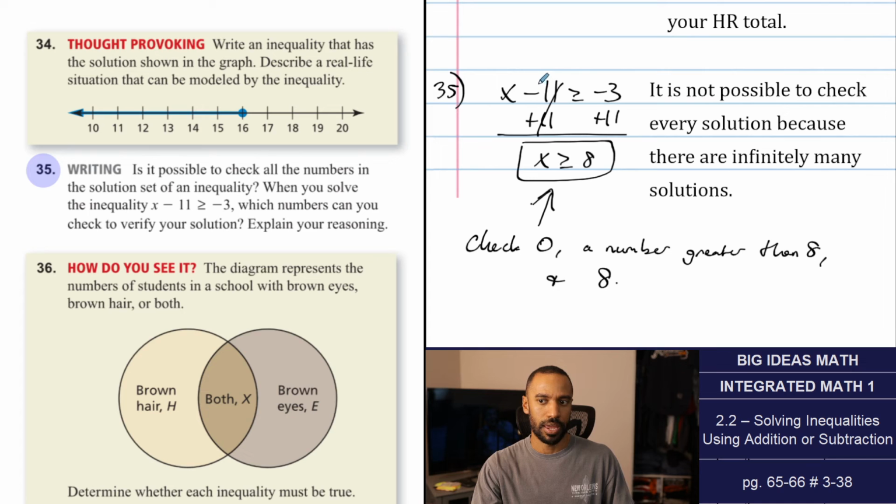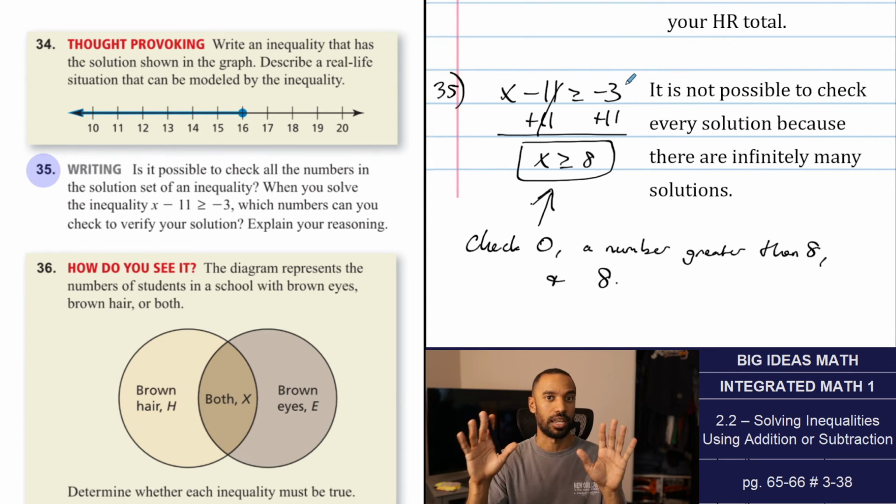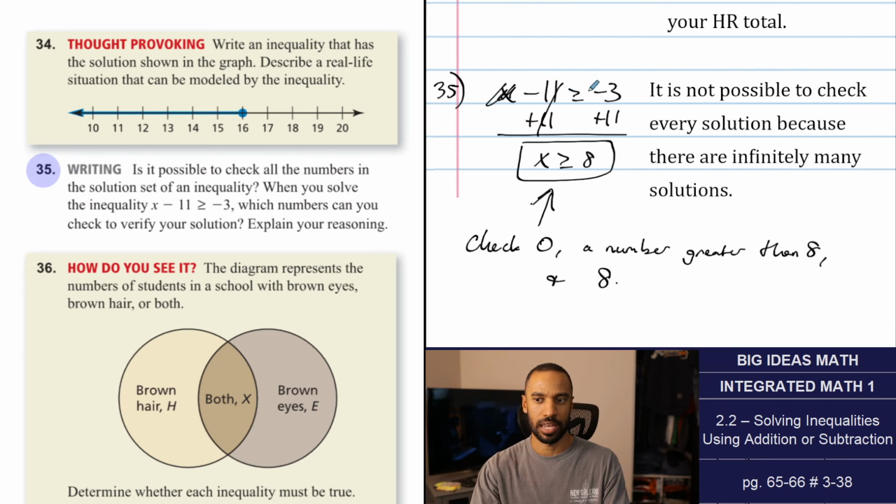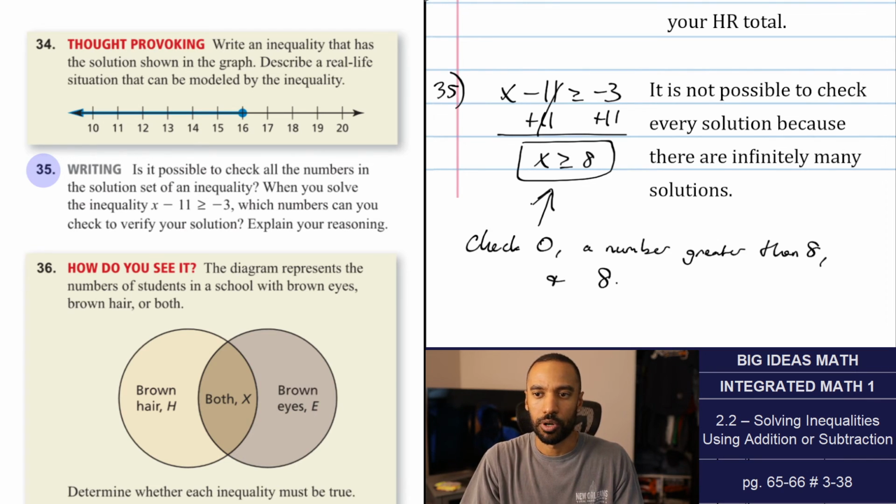8 minus 11 is negative 3. Negative 3 on that side, negative 3 on that side. At least you got the right number, even if it says greater than, whatever. You just want to make sure you got the right number. I like to check 0 because easy calculation. This goes away. Negative 11, not greater than negative 3, so it's not on the side of 0. You can try a number greater than 8, but at that point, I think you're probably pretty good.